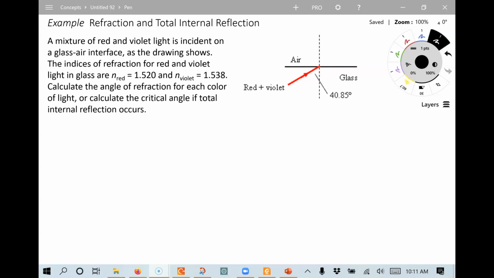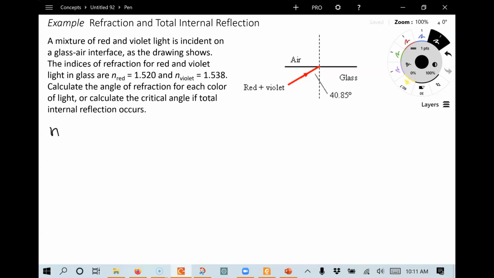So our basic equation whenever we use this is Snell's law of refraction, and that is N1 times sine of theta 1 is equal to N2 times sine of theta 2. And so the 1 and the 2 correspond to the materials, right? So glass here is one material and air is another material.